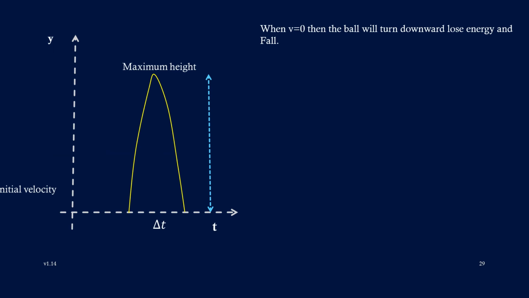Okay, well, when the ball reaches its maximum height, of course, its velocity in the vertical, in the plus or the positive direction, which is going up, is eventually, because of the gravitation working on the ball, going to slow it down to where it reaches zero. When it reaches zero, then gravity is going to take over completely and it's going to fall back to Earth, okay? So when v equals 0, the ball will turn downward, lose energy, and fall.